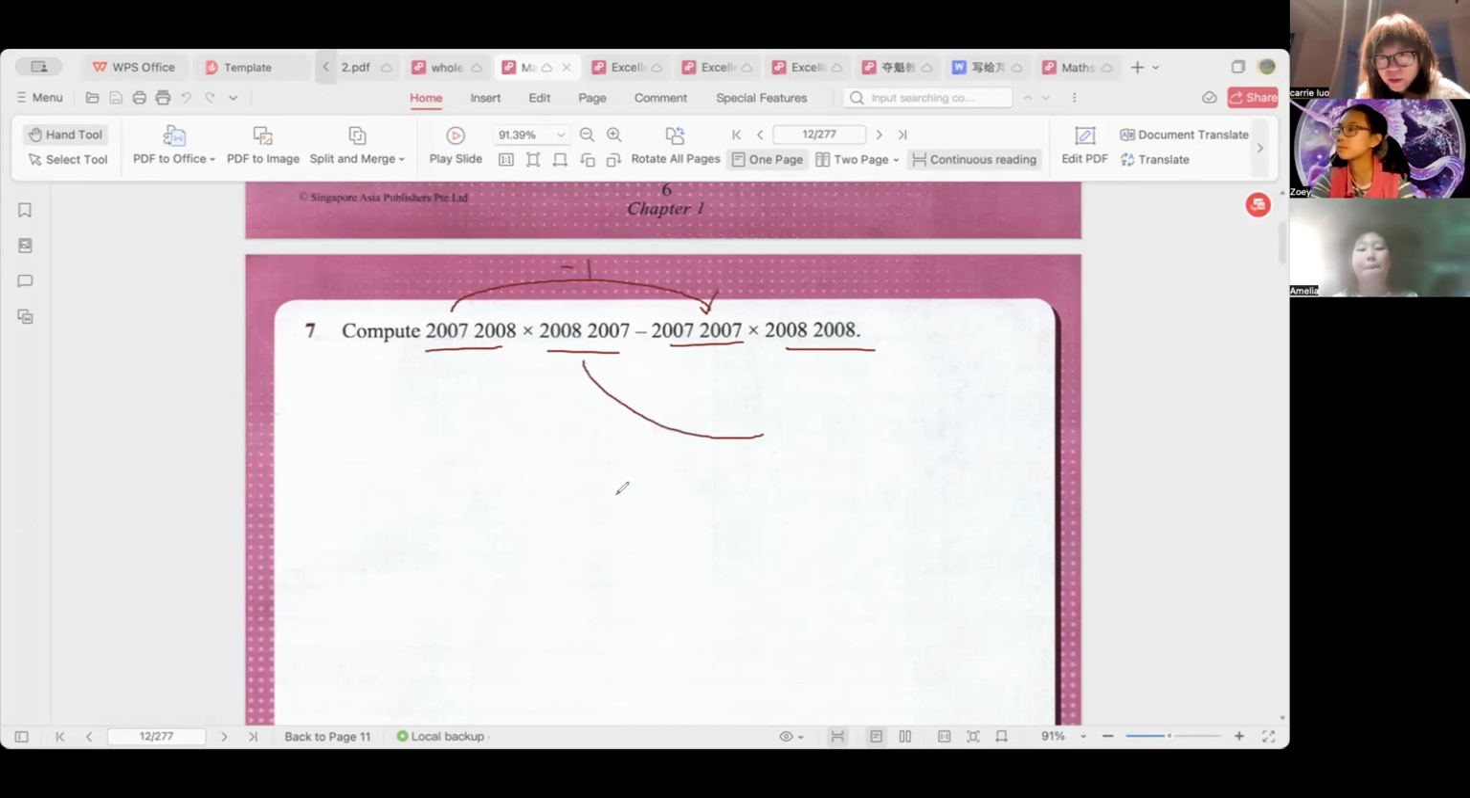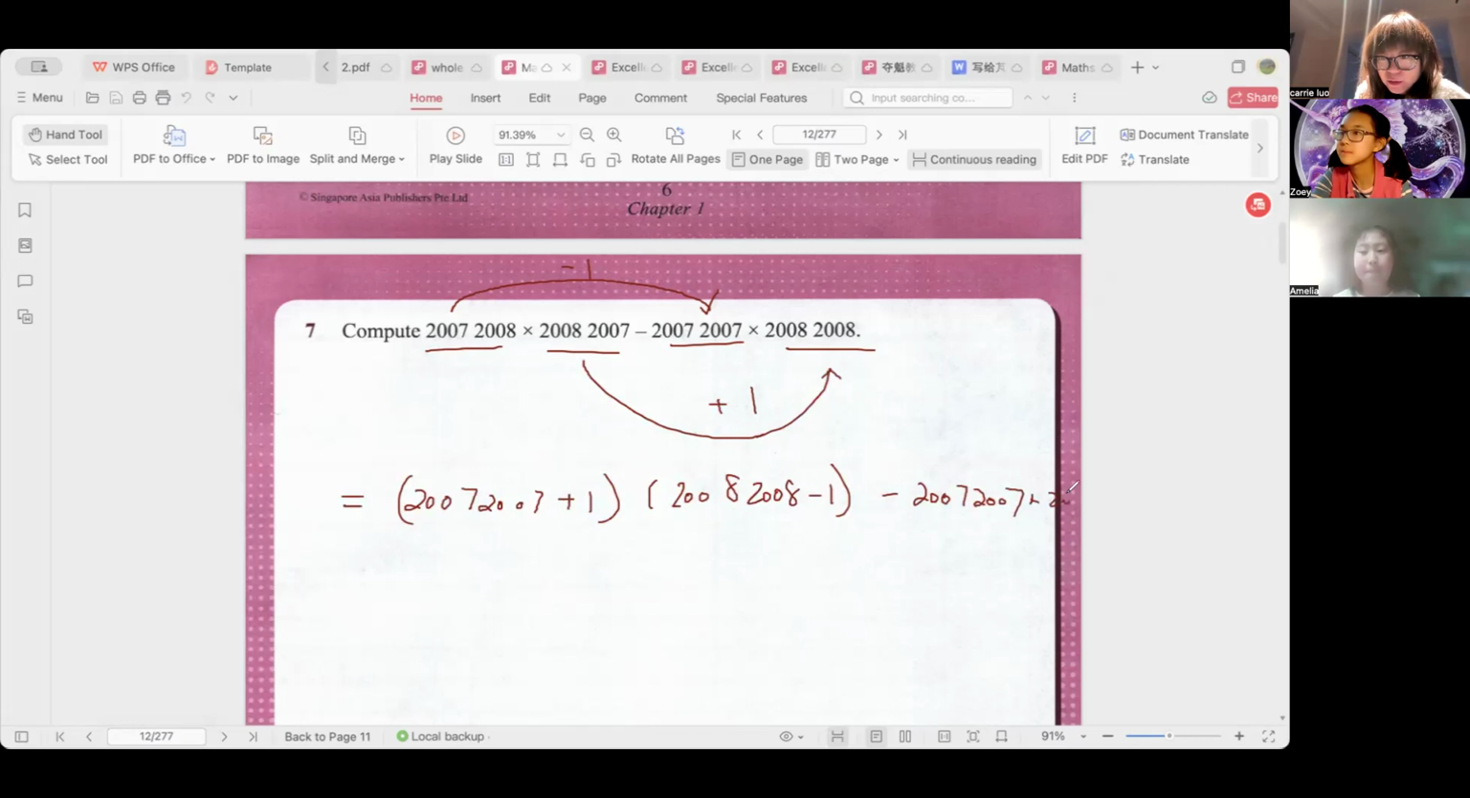But I just want to ask you, so this one is 1 minus 1 is this one. This one plus 1 is this one. Do you get it? Okay, so I try to make them the same. So it equals 2007, 2007 plus 1, times 2008, 2008 minus 1. Did you get this one? Minus 2007, 2007 times 2008, 2008.